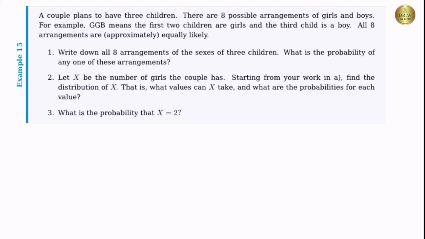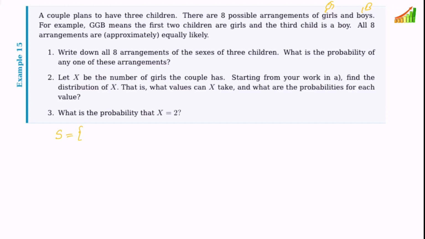Example 15. A couple plans to have 3 children. Then how many arrangements can we think of? How many possible arrangements, right? So that is the sample space. How do we write the sample space?